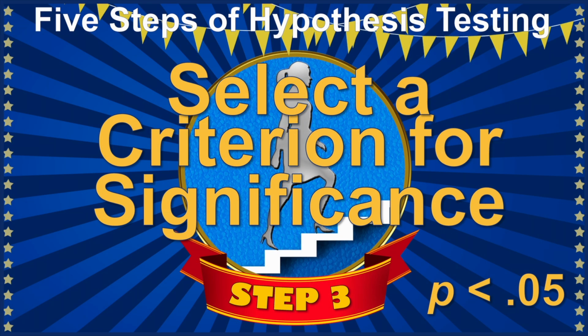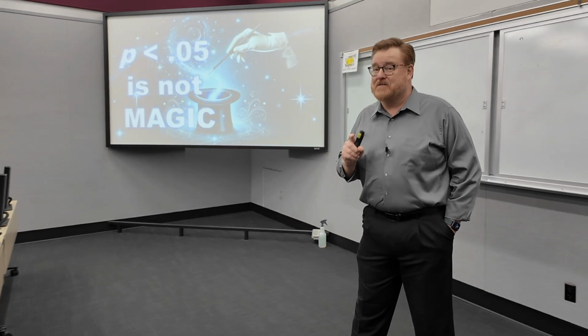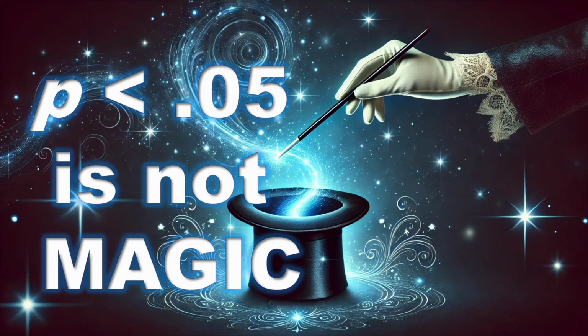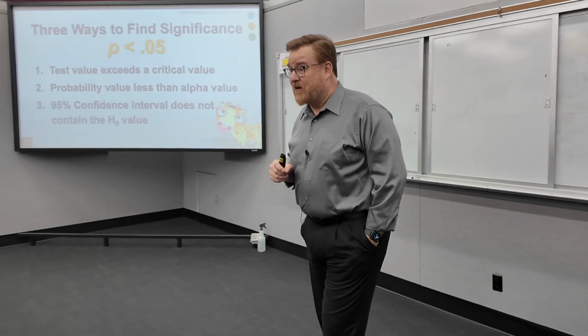Now we're ready to select a criterion for significance. And this is where we get into that p less than 0.05. So the first thing I need to tell you is that p less than 0.05 is not magic. There is nothing about that 5% level that has any significance other than it's one that we have always used, and it's a very easily understood criterion. It's very common.